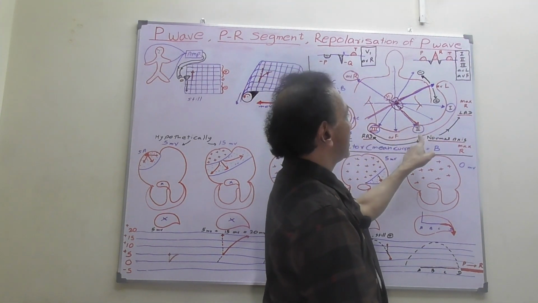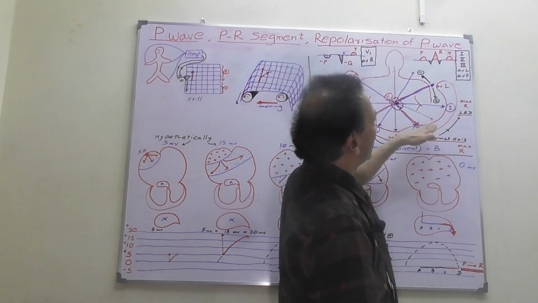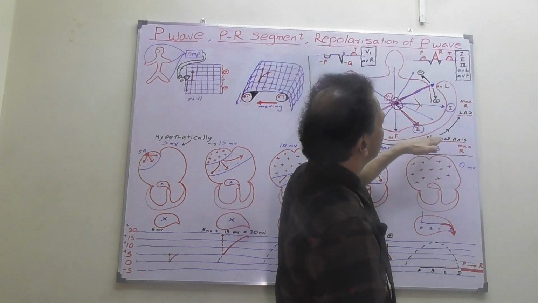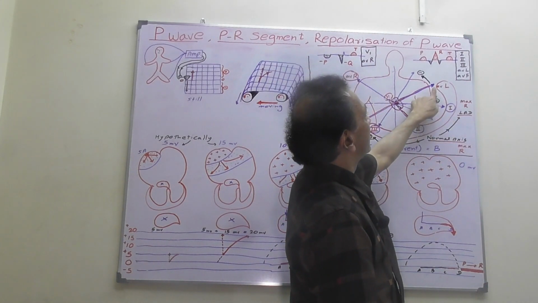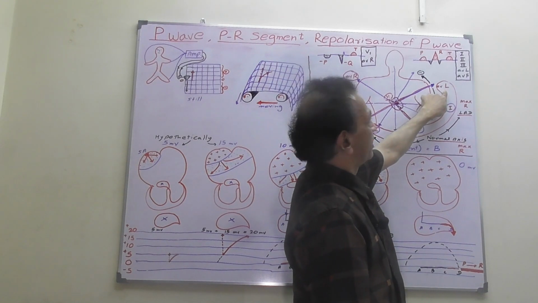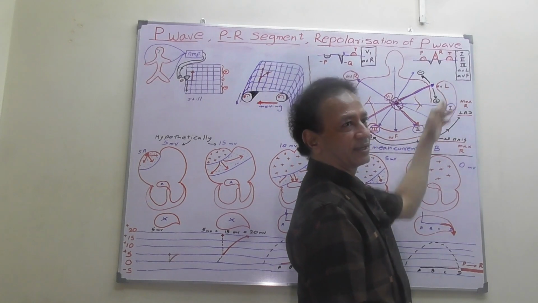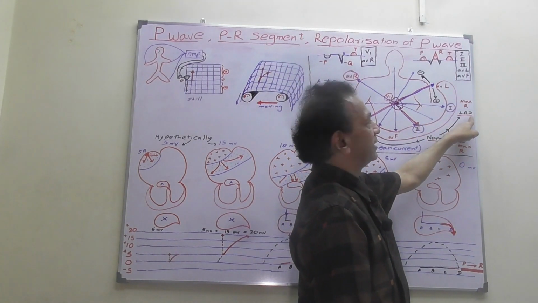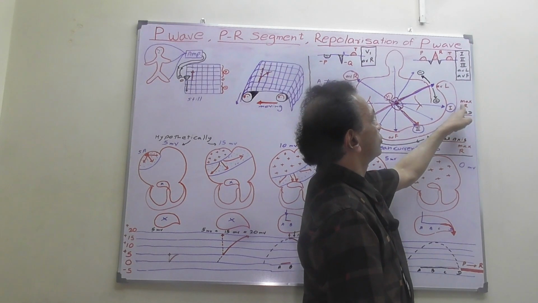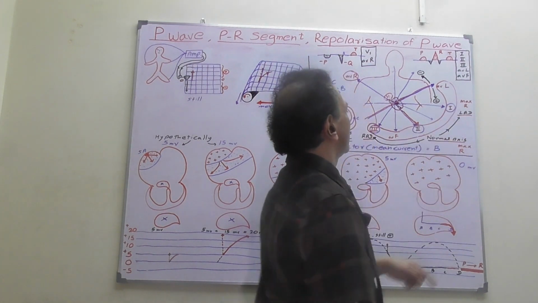Supposing the highest R wave is located in lead 1, that means that from the normal axis it has shifted towards the left upper arm. As it's going towards the left side, you call it left axis deviation. In left axis deviation, you should have the maximum height of the R wave in lead 1.